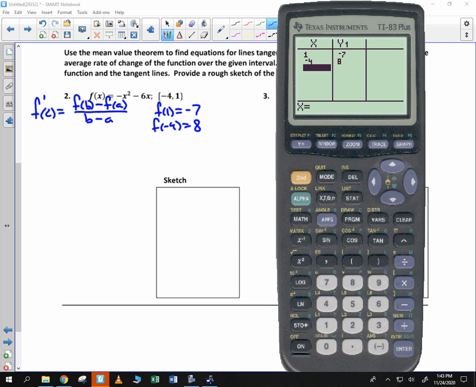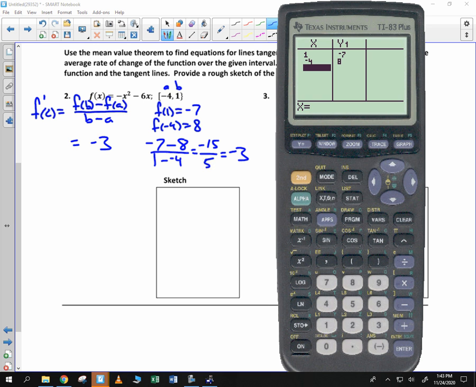So therefore, if I do f of b, that would be -7 minus f of a, which is 8, divided by, so this is a and this is b, so b would be 1 minus -4. So I get -15 over 5, which is -3. So -3 is that right side. So it equals -3, okay? And that's the average rate of change of the function.